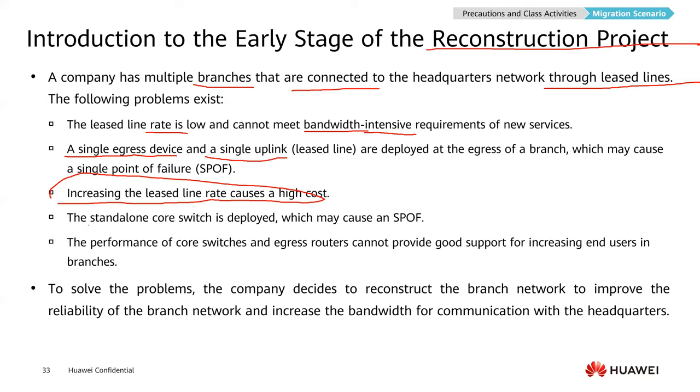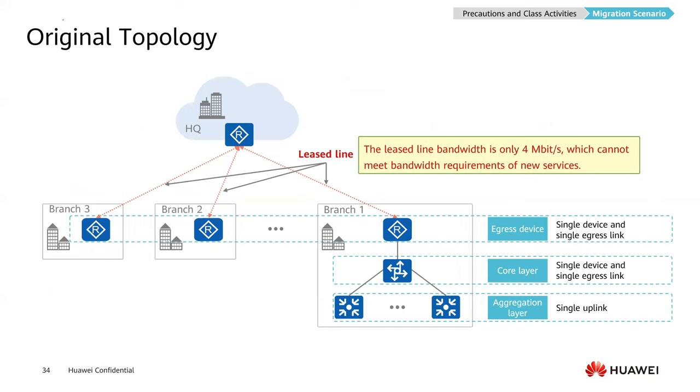And for the branches' campus network, a standalone core switch is deployed, and you should know that it's another single point of failure. The performance of core switches and egress routers cannot provide good support for increased end users in branches. So we need to upgrade our core switches and egress routers. So those are the problems, and we will offer you the original topology.